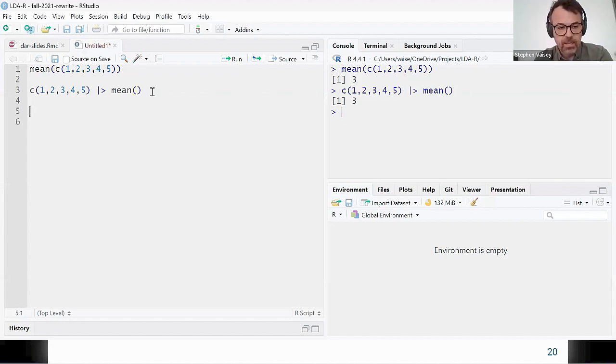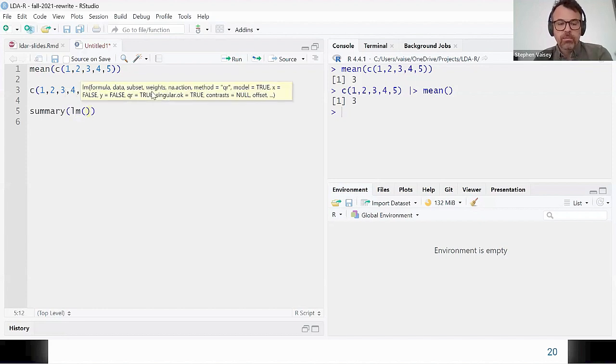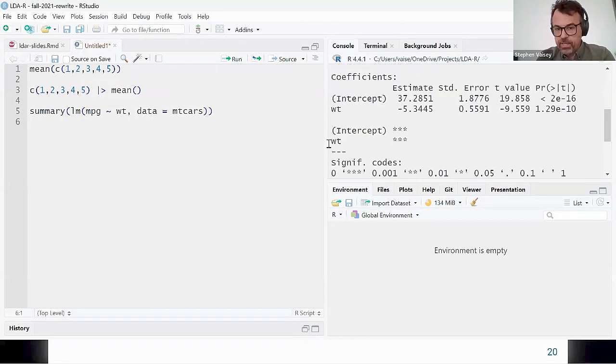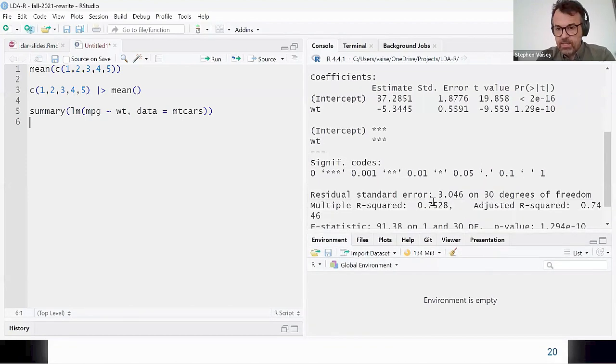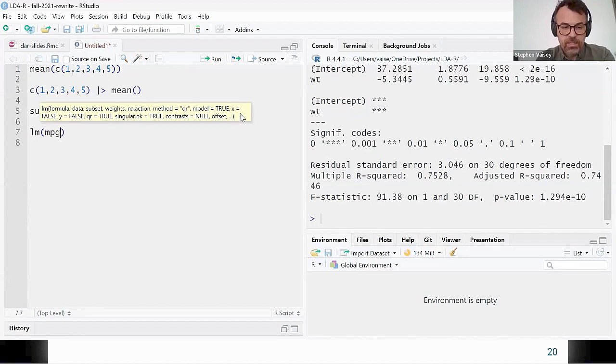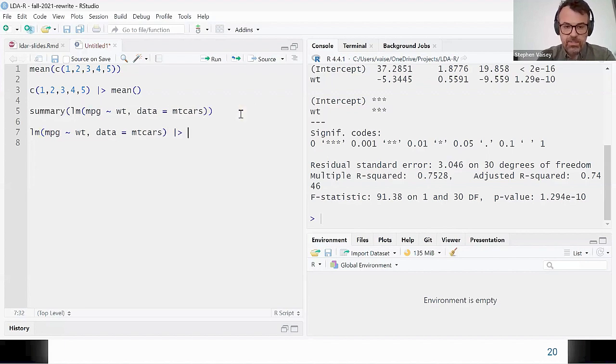You could do something like this: summary of lm, miles per gallon as a function of weight, data equals mtcars. That's going to do a little linear regression for you and give you the summary. Or you could do lm, mpg, weight, data equals mtcars, and then send that to the summary function.